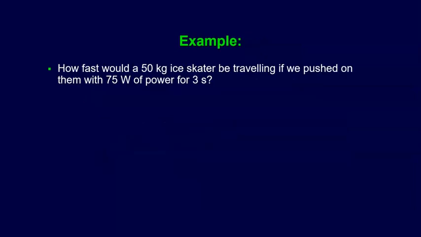How fast would a 50-kilogram ice skater be traveling if we pushed on them with 75 watts of power for 3 seconds? Okay, so we bring up power. So let's maybe start with our equation for power. So power is energy divided by time. And what I want to do is figure out, okay, if we push on somebody with 75 watts of power for 3 seconds, how much energy do we give them? So I'll take this equation and solve it for energy. And so the way this works out is when I solve for energy, it'll be power times time.